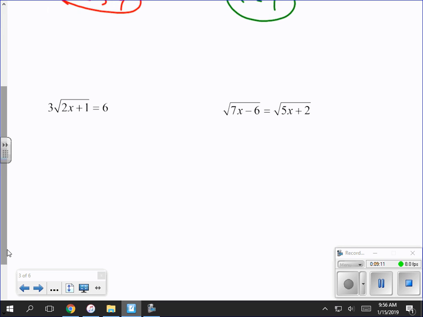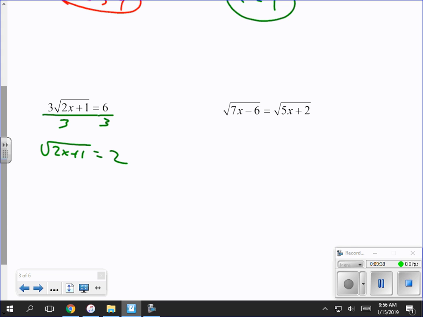Next one here, I have to get the square root by itself first. I have something other than the square root on one side. I need to divide both sides by 3 first. I can technically square this one because it's multiplication, but it's just easier if you get the square root by itself first. So I have the square root of 2x plus 1 equals 2. 6 divided by 3 is 2.